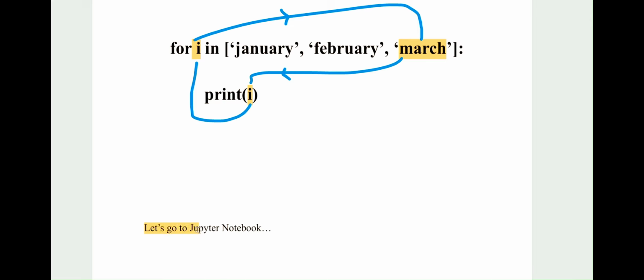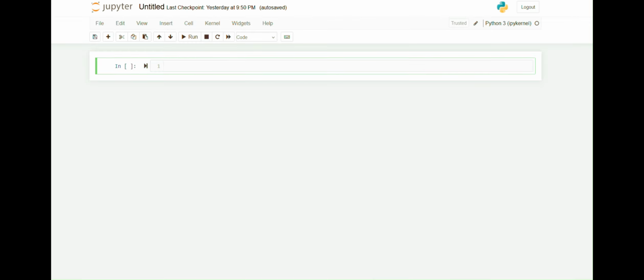Let's go to Jupyter Notebook. We can write for i in January, February, March. Then print(i).